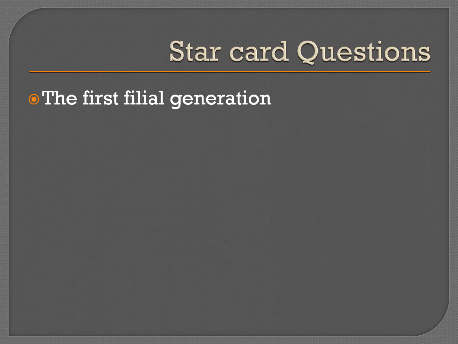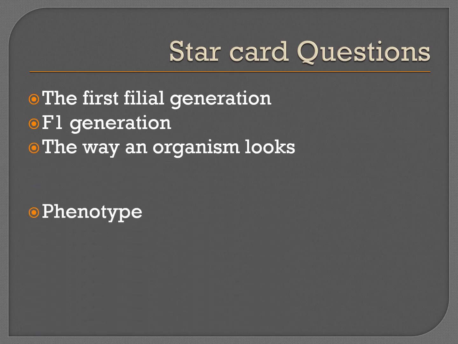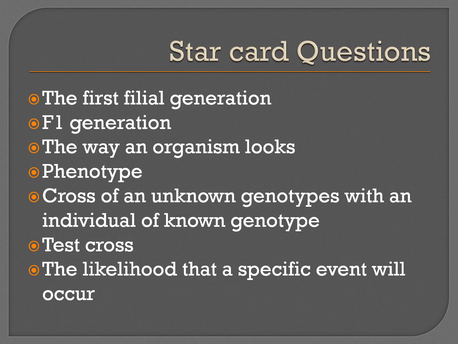Just a practice question: the first generation is F1. The way an organism looks is phenotype. A cross of an unknown genotype with an individual of a known genotype is a test cross. And the likelihood that a specific event will occur is probability.